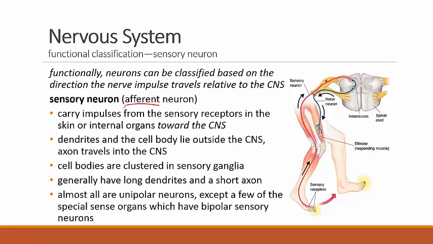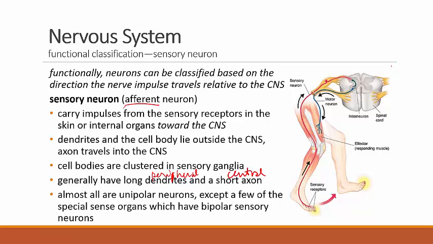The dendrites and the cell body lie outside the central nervous system, but the axon is found making a synapse inside the central nervous system. The cell bodies are clustered usually in sensory ganglia, and they generally have very long dendritic or peripheral processes and a very short axonal or central process. So, this is the peripheral process, and this one is the central process.